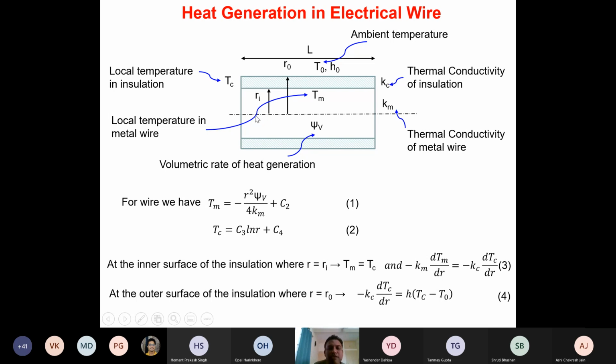And the third condition is at R equals R naught. So at R equals R naught, we have minus Kc dTc by dr. That is the amount of heat conducted at the surface here should be the same as the heat taken out by the convection. So that becomes H (Tc minus T naught), where Tc is nothing but the surface temperature here at the wall. Okay. So now let us apply these boundary conditions and simplify our equation.